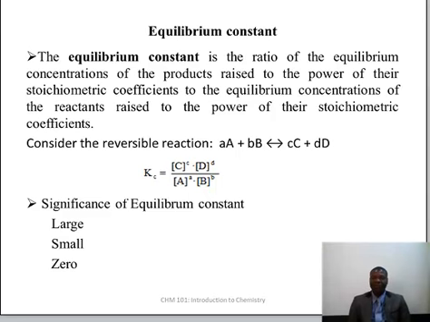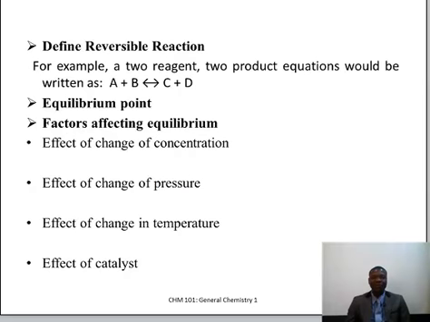If the values of the equilibrium constant for the forward and reverse reactions are nearly the same, then the reaction is about as likely to proceed in one direction as the other, and the amounts of reactants and products will be nearly equal. And this type of reaction is considered to be a reversible reaction.